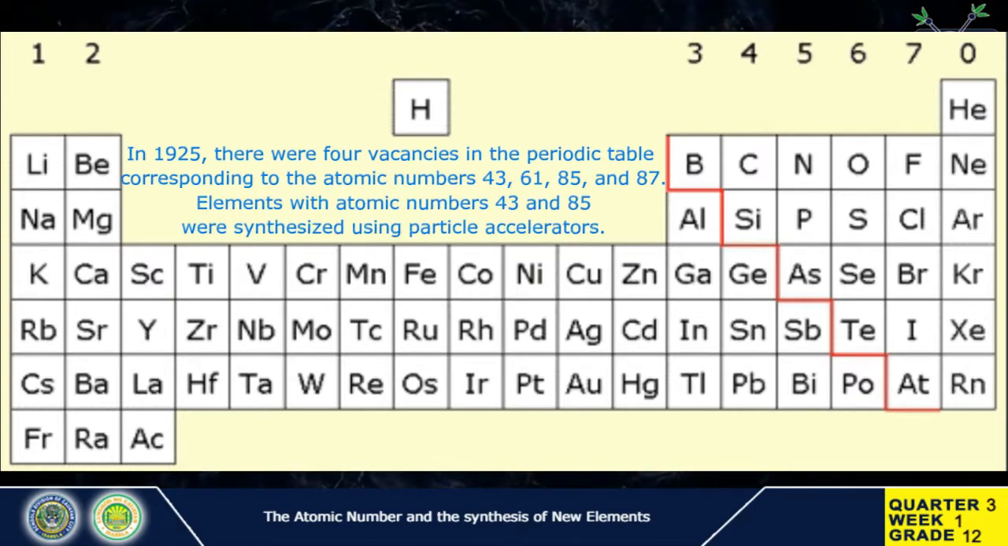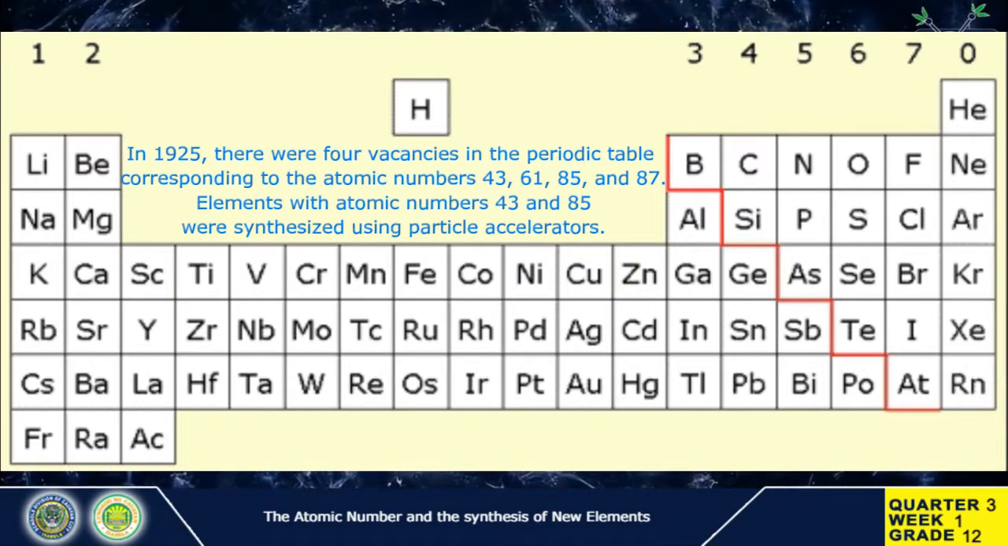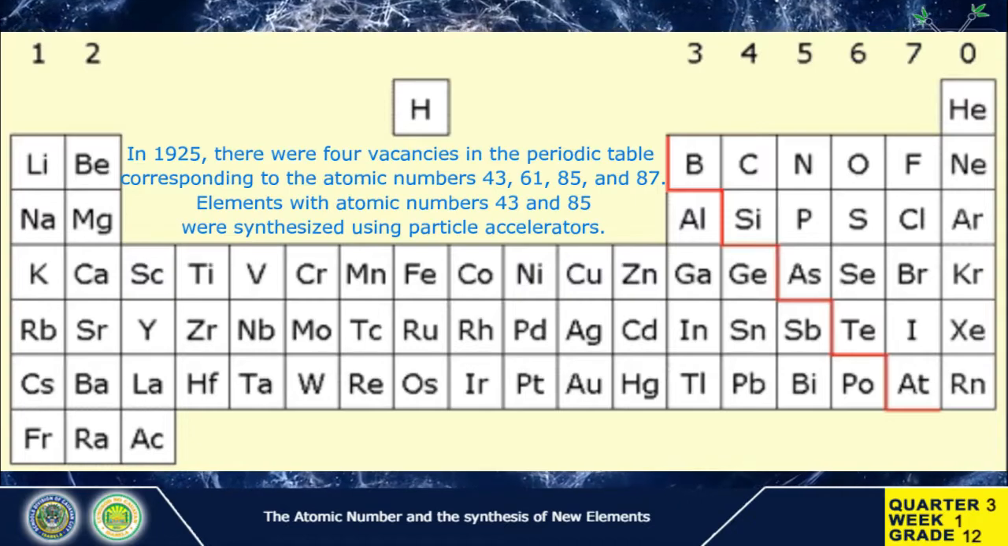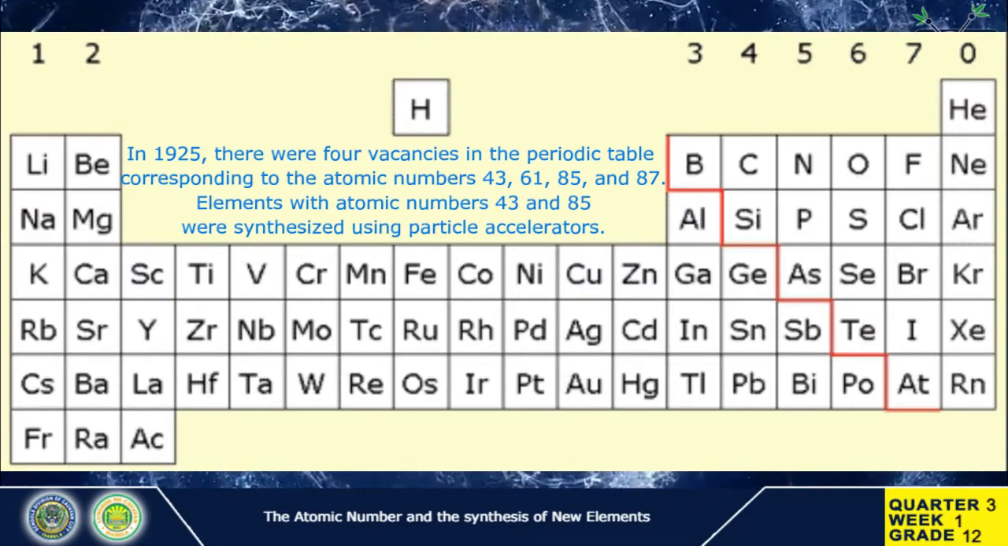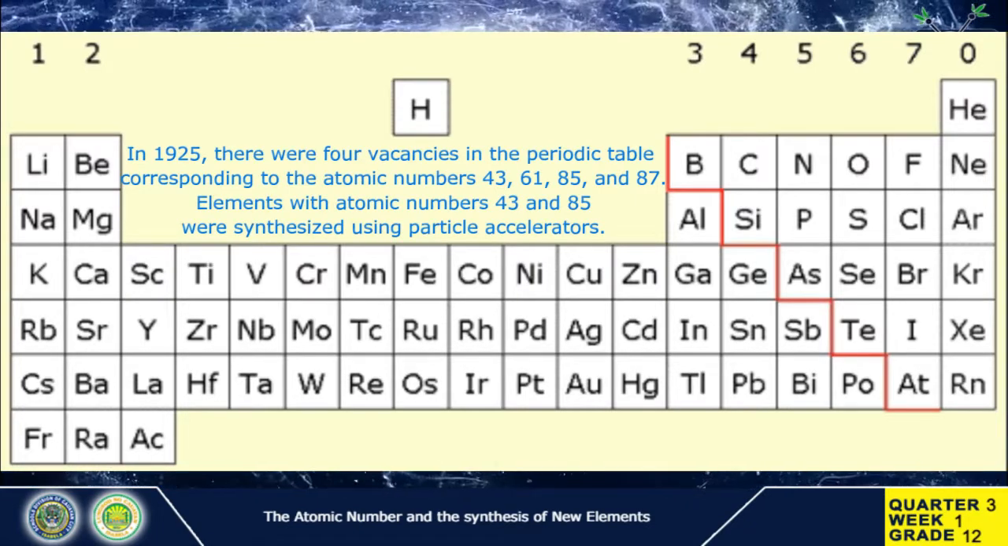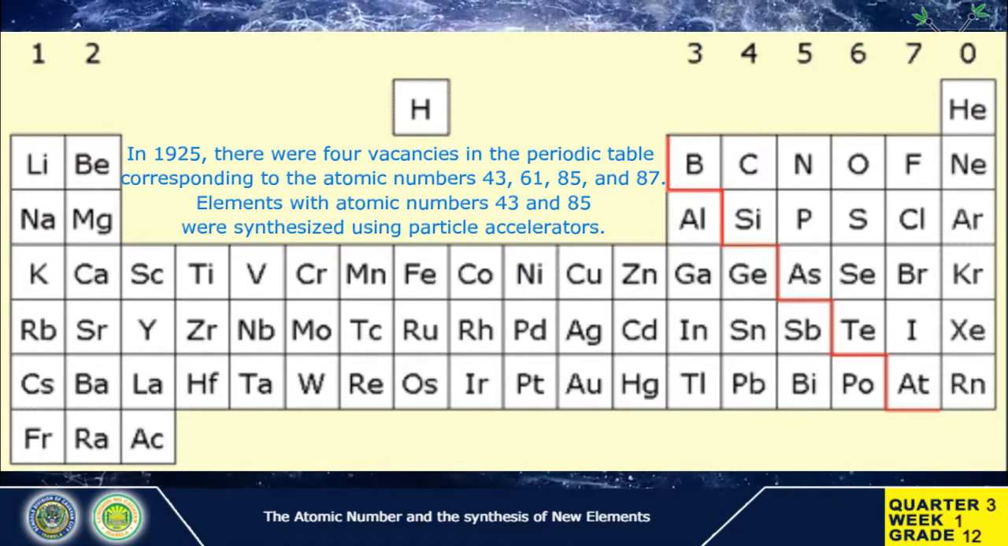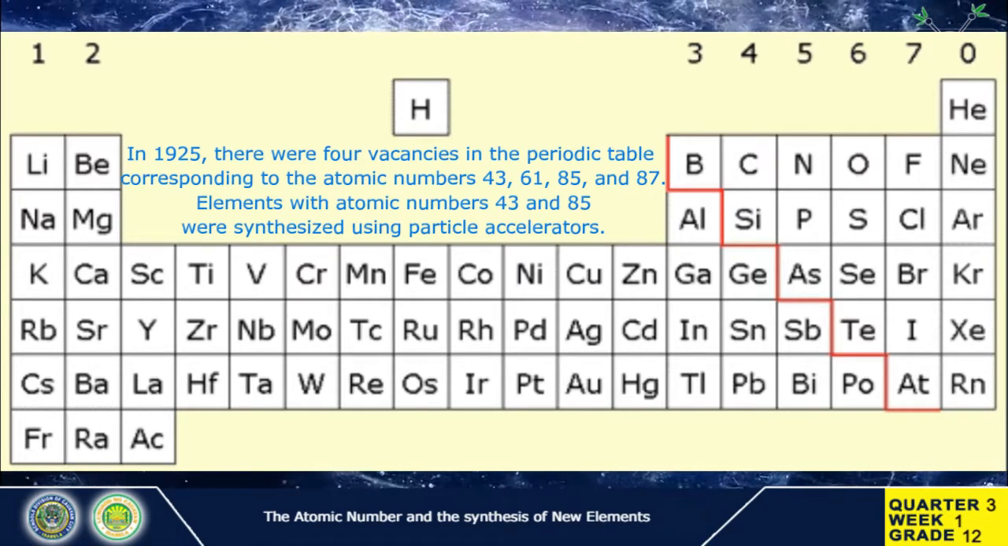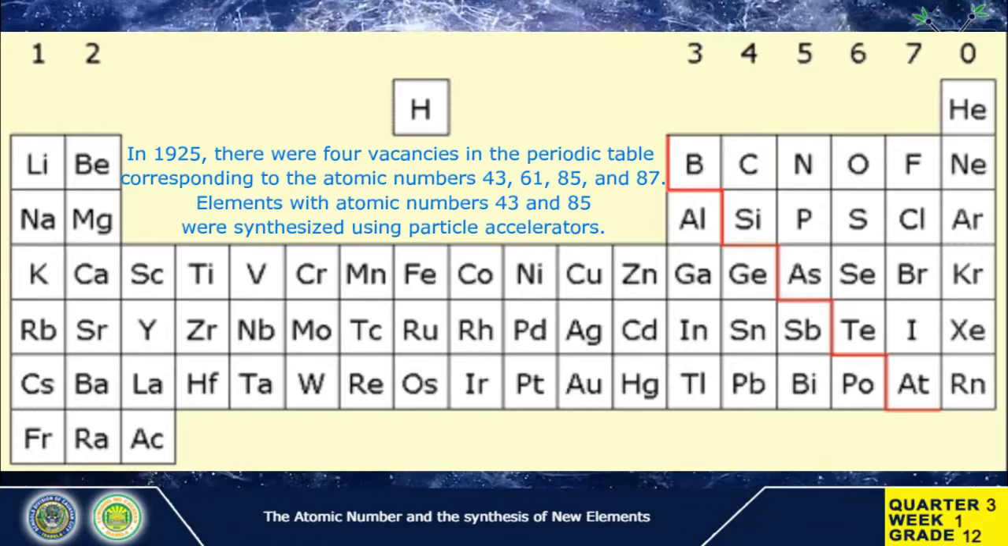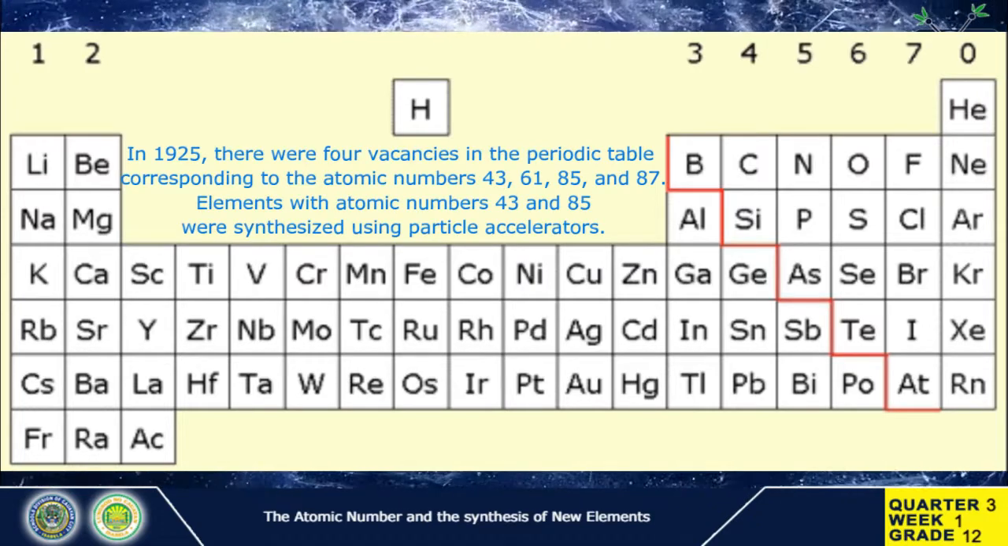In 1925, there were four vacancies in the periodic table corresponding to the atomic numbers 43, 61, 85, and 87. Elements with atomic numbers 43 and 85 were synthesized using particle accelerators.